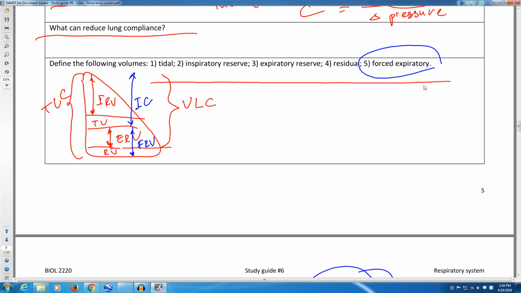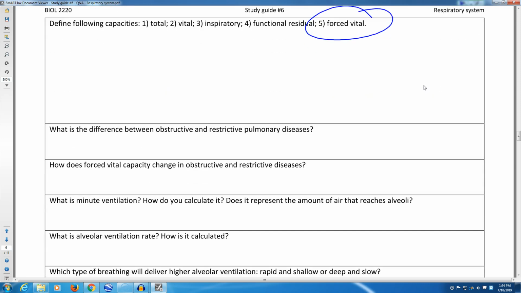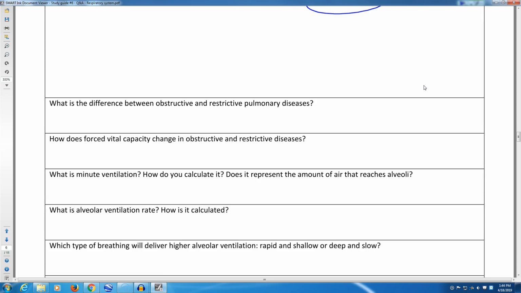So obstructive and restrictive diseases. In restrictive diseases, your ability to expand the lung is decreased. In obstructive, the resistance of the airways is increased due to constriction or accumulation of mucus. So forced vital capacity decreases in obstructive, stays unchanged in restrictive. Minute ventilation, the amount of air that reaches the lungs in 1 minute.